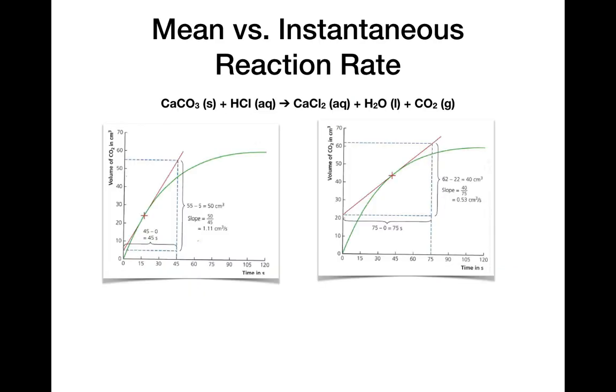Okay, last part of this lesson is talking about mean versus instantaneous reaction rates. So we're going to look at this reaction similar to what we looked at last class, where we have calcium carbonate plus hydrochloric acid gives calcium chloride, water, and carbon dioxide. And this is that graph of that reaction.